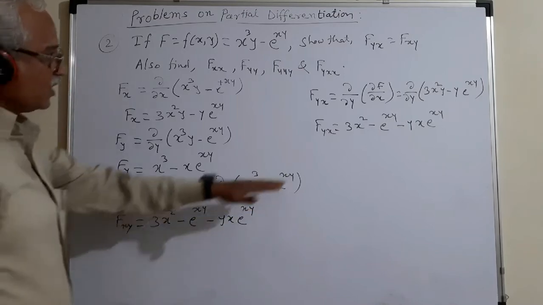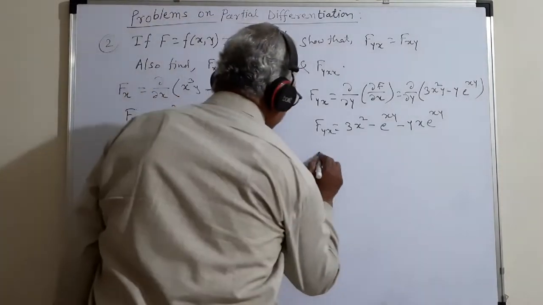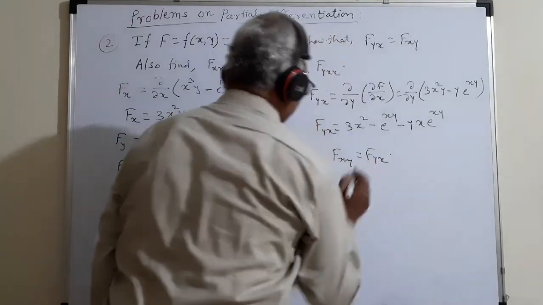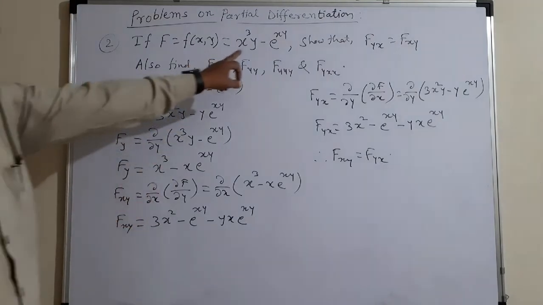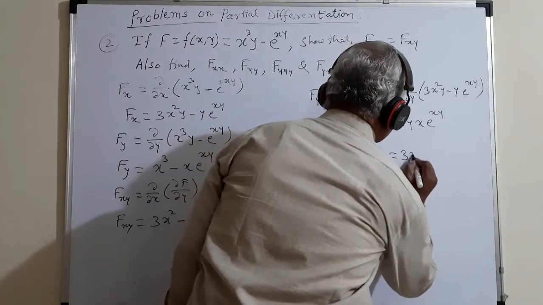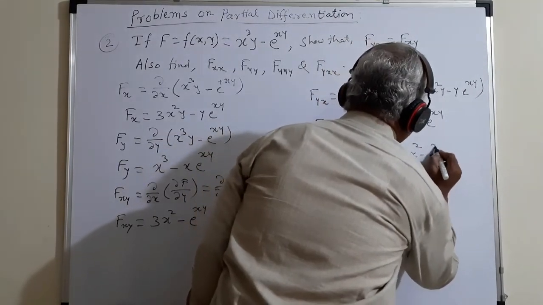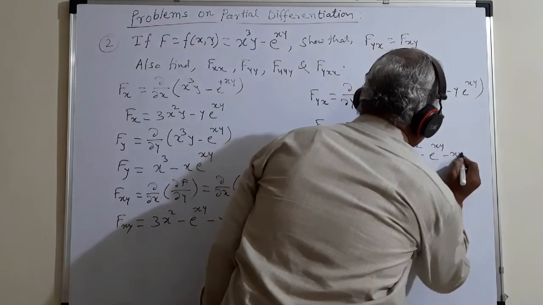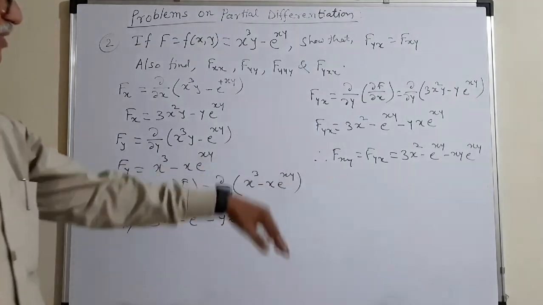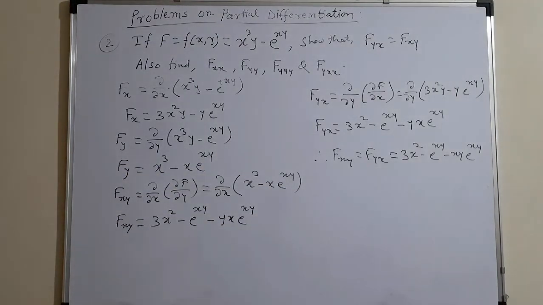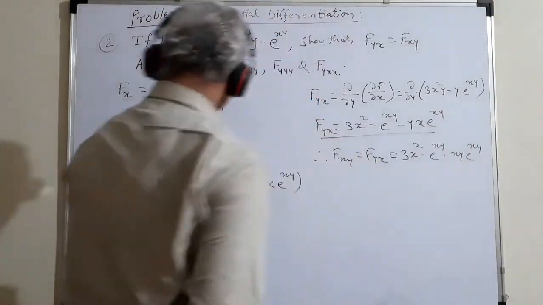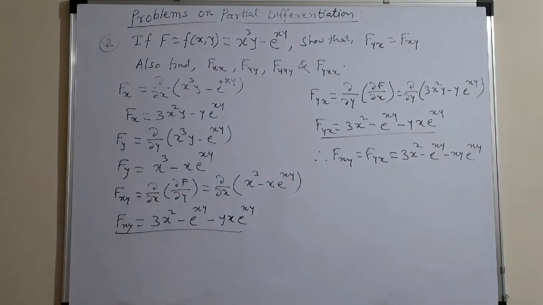From these two expressions, we observe that fxy is equal to fyx. So we have proved that fxy is equal to fyx, and this is equal to 3x square minus e raised to xy minus xy e raised to xy. That is the expression for fxy and fyx, and both the expressions are one and the same. So the first identity we have proved.